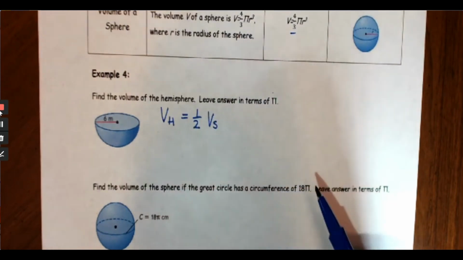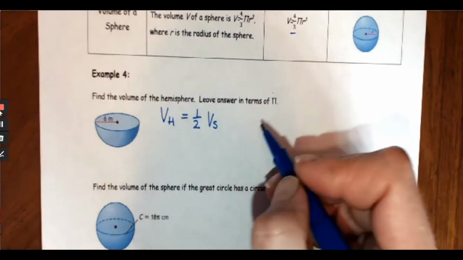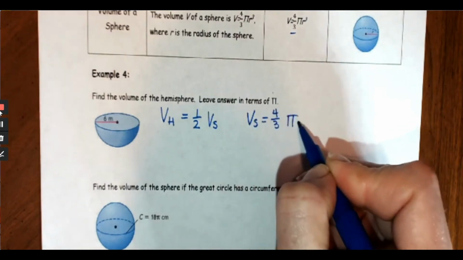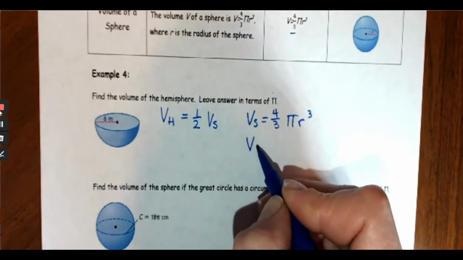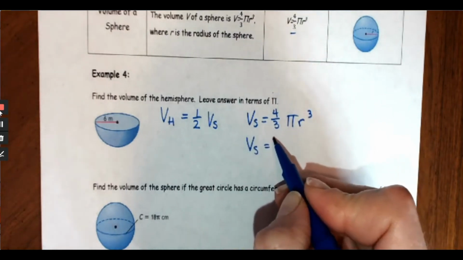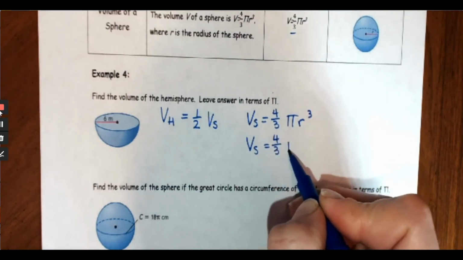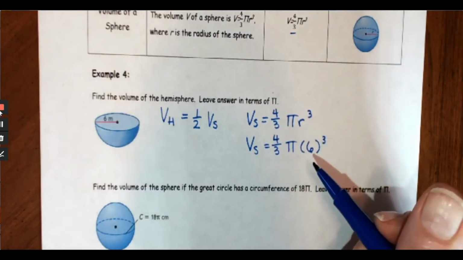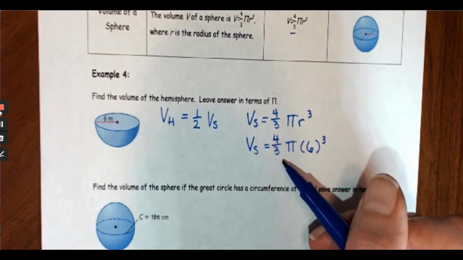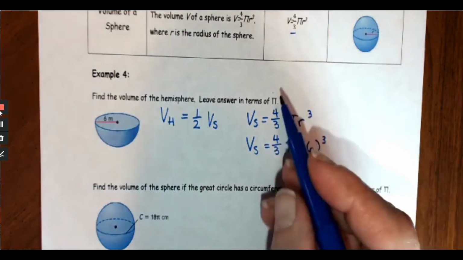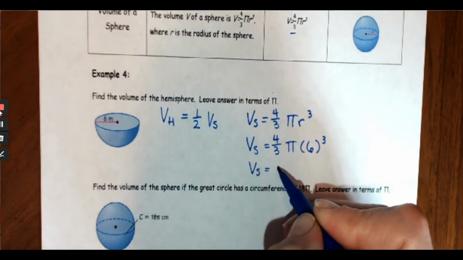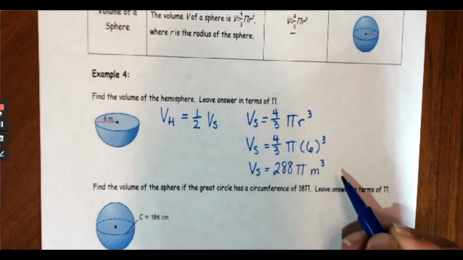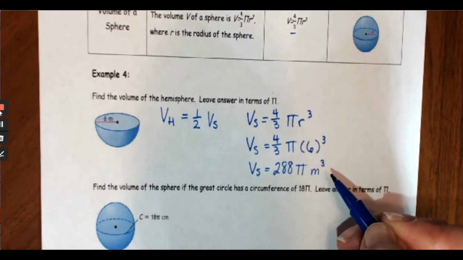Okay, so now we need to find the volume of the sphere first. The volume of the sphere is equal to 4/3 pi r cubed. When we plug in our r in this situation, we have a radius of 6 meters. So 4/3 pi 6 cubed. We're leaving this in terms of pi. In your calculator, you would say 4 divided by 3 times 6 to the 3rd, and the volume of our sphere is 288 pi meters cubed. Because again, remember when we're talking about volume, our units are cubed.